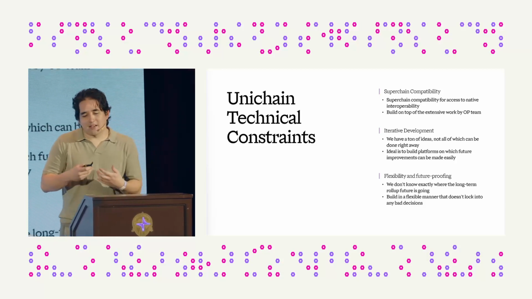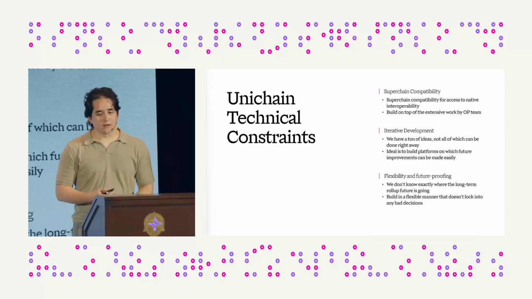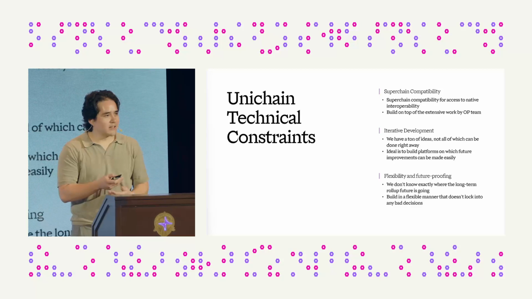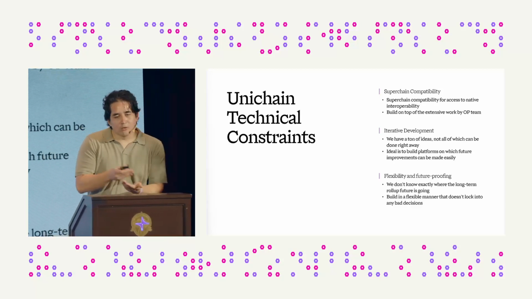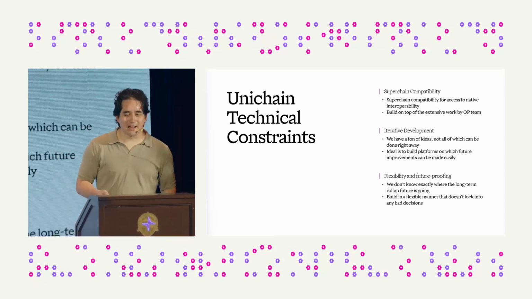Secondly, we want to have iterative development. We have a lot of ideas now for the types of things that we want to build on Unichain and the way that it should work, but the ecosystem changes fast, and we might have new ideas later down the road. So we wanted to make sure that the work that we're doing today will continue to be useful as we go in the future and have new ideas.